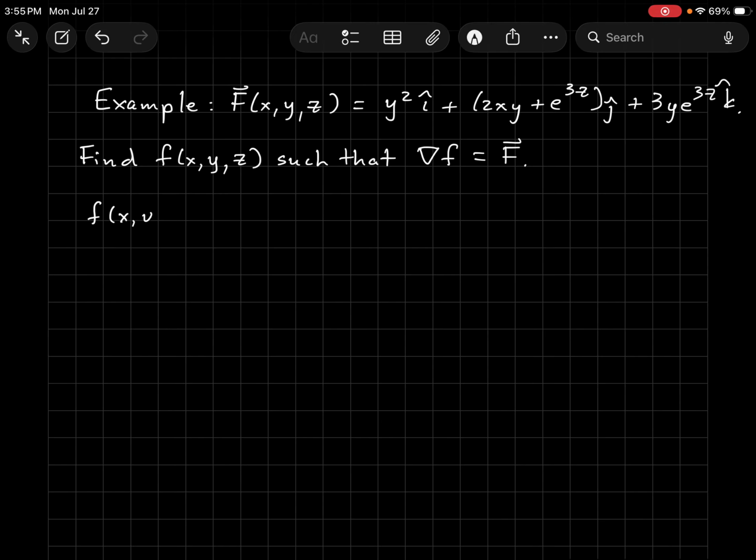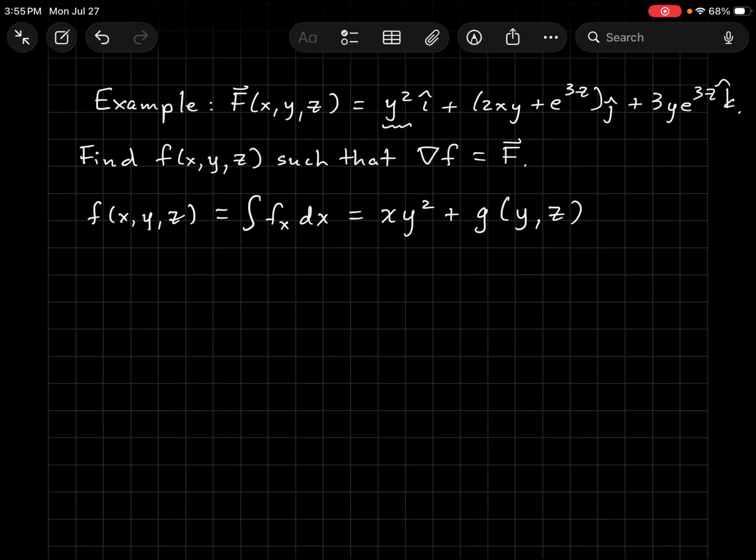So we're going to do the same sort of process. I know that f of x, y, z is going to be the integral of the partial of f with respect to x, dx. So I'm going to integrate this piece here with respect to x, which will give me x times y squared, plus some function potentially of y and z only, because when I take the derivative with respect to x, that function g would disappear. All right, let's keep going.